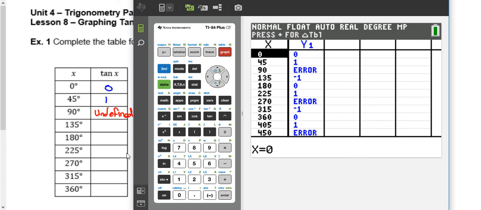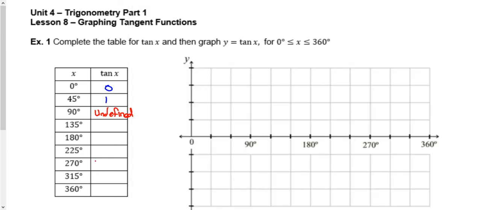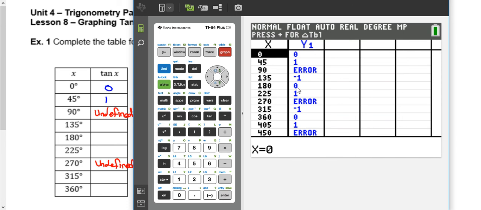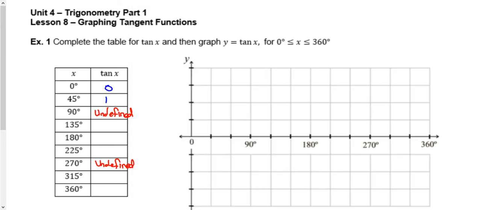At 270, we're also undefined. So 270. There we go. The other number is at 135. We're at -1 there.